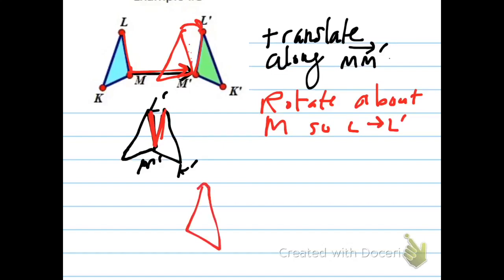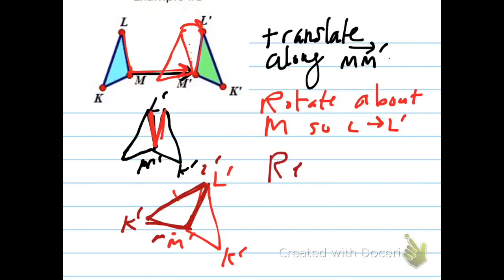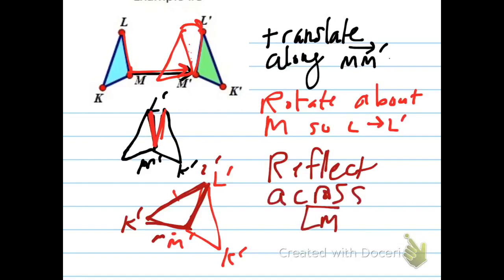So here's our green triangle, M prime, K prime, L prime. We just had the shape sort of in this fashion, but now after a rotation we have it lined up like so. So the blue triangle is now here. So K prime, L prime, and M. So now we have this line of reflection. So finally we reflect across L, M.